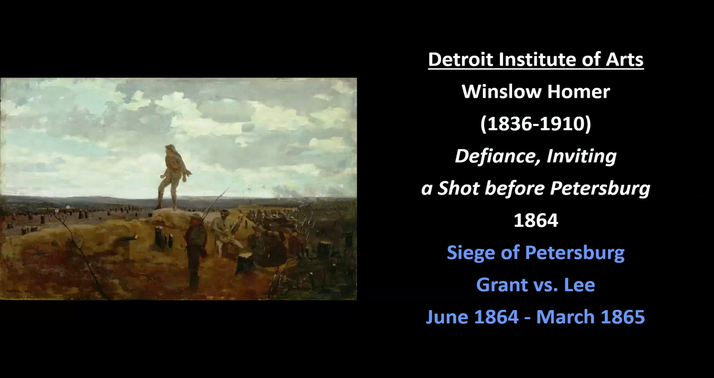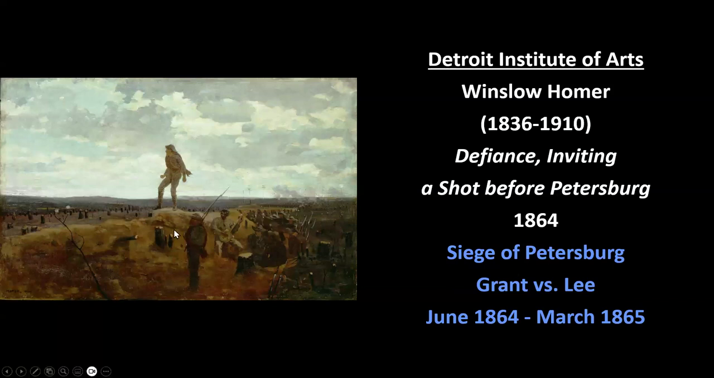This is at my former employer, the Detroit Institute of Arts. This is Defiance Inviting a Shot Before Petersburg. Homer didn't actually see this event from this perspective because he was on the Union side, and this particular painting is a depiction of the Confederate side. What you have here is the trench where they're hiding. Petersburg was a siege between Ulysses S. Grant and Robert E. Lee that took place from June of 1864 to March of 1865.